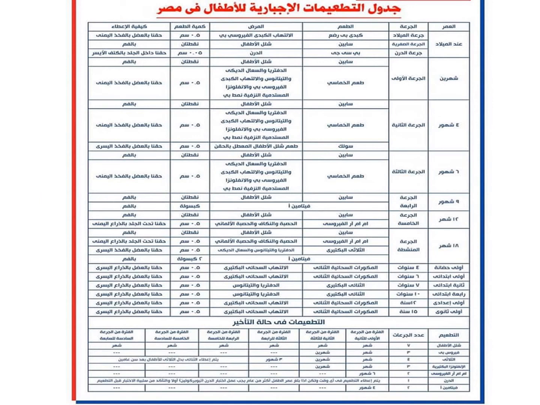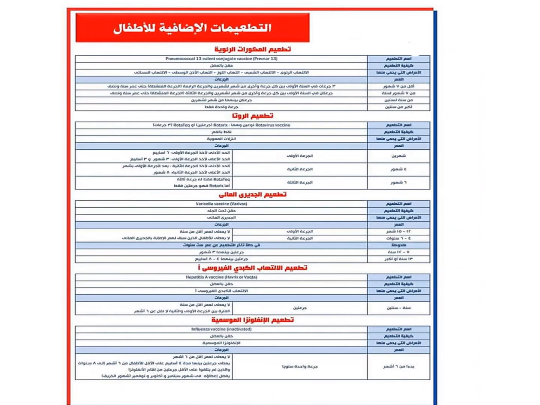This is the schedule for compulsory vaccination in Egypt. I put it only to show that BCG vaccine is compulsory within the first 3 months, and these are the other vaccinations. Please print it and keep it in your file. These are the additional vaccinations for children and adults. Please print it and keep it in your file.